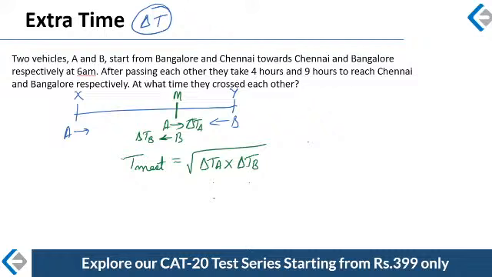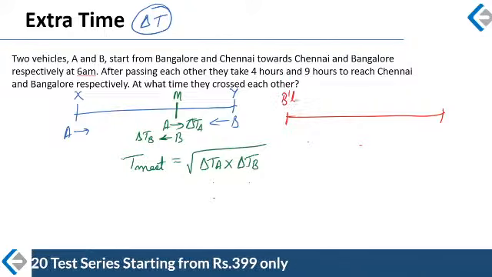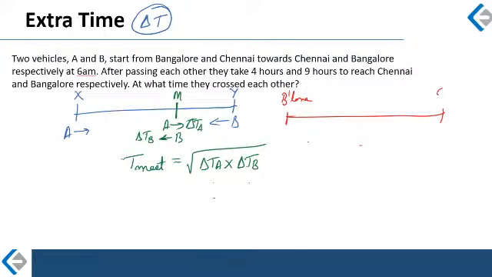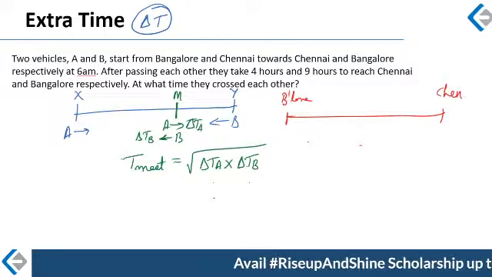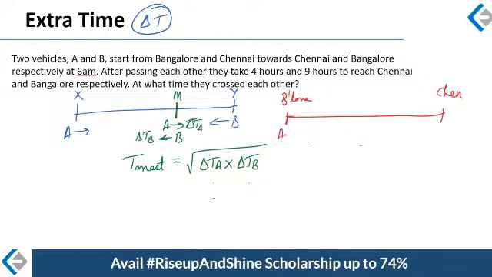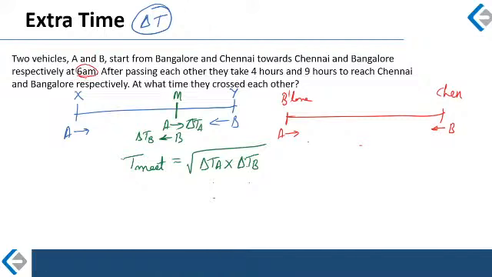What is the scenario given here, friends? There is one vehicle, A, starting from Bangalore, and one vehicle, B, starting from Chennai. The time is the same, and that's very important. They started towards each other at 6 a.m. Both of them started at 6 a.m.